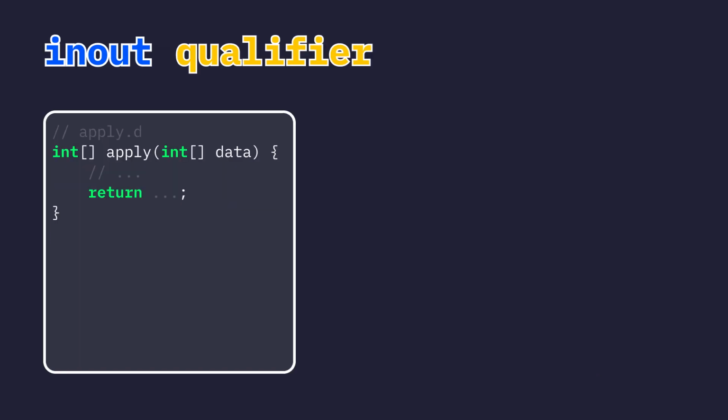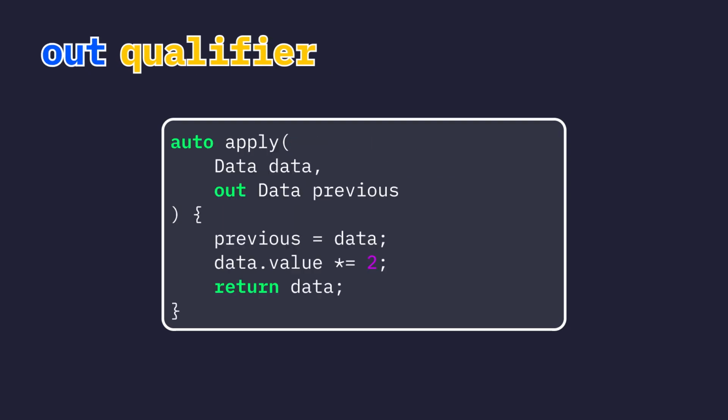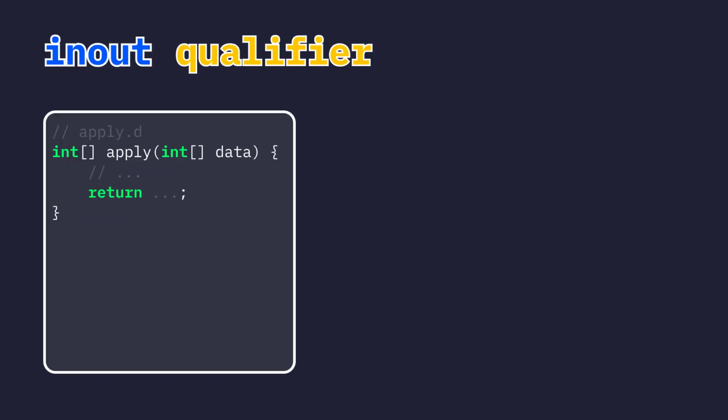The last parameter qualifier we're going to discuss is the inout qualifier. The inout qualifier does not have the same meaning as the in or out qualifiers, but instead it takes care of parameter mutability. It means that if a parameter passed to the function is mutable, then the function will return a mutable value. If it is a const, then the value returned from the function is a const as well.